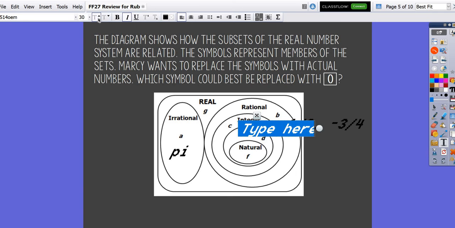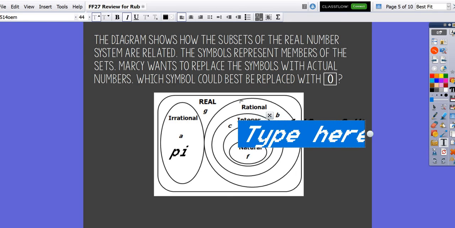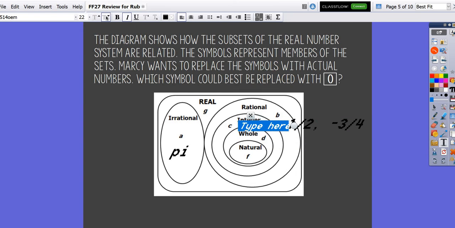integers are numbers that would go on a perfect number line. I'm trying to make this small enough where I can make it fit. So numbers like -2, 0, -4, those type numbers that go on a perfect number line, they are integers.